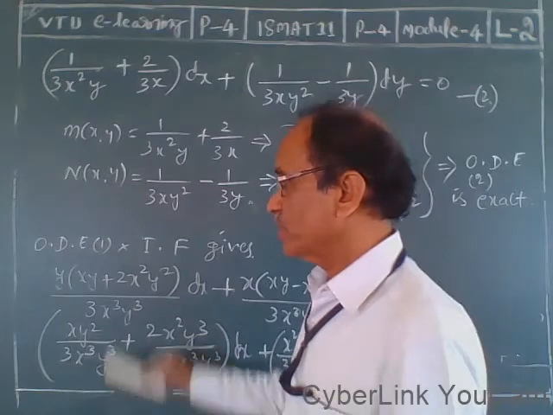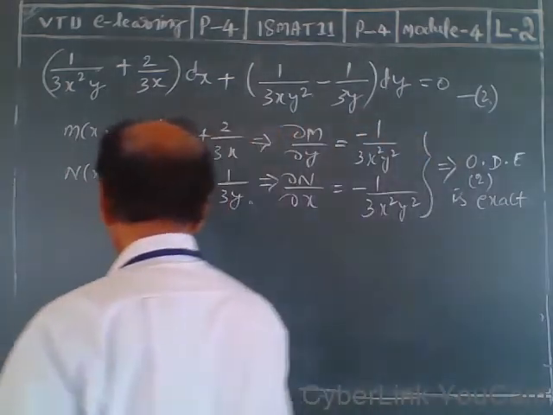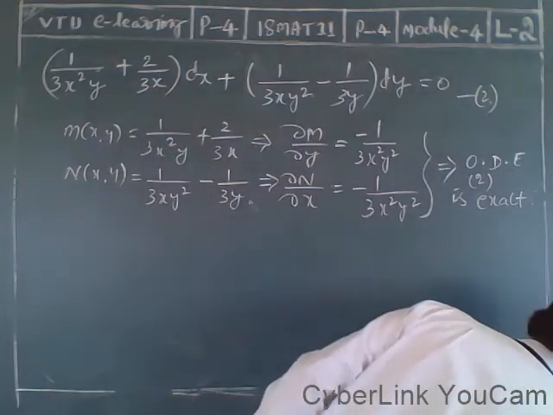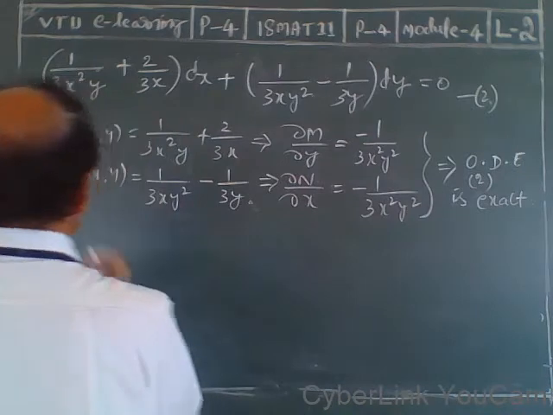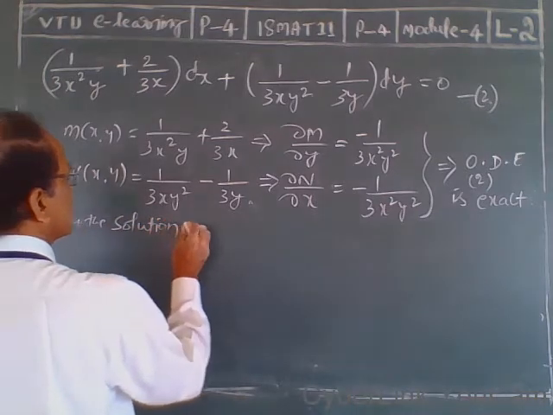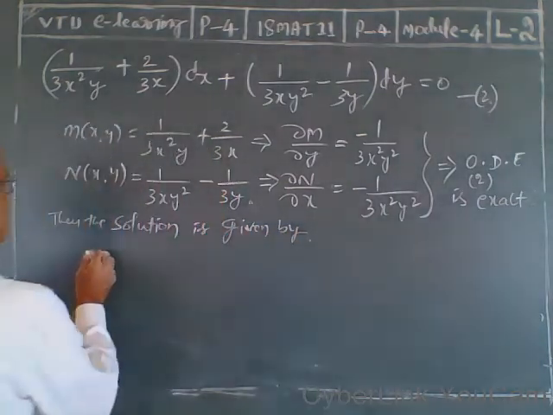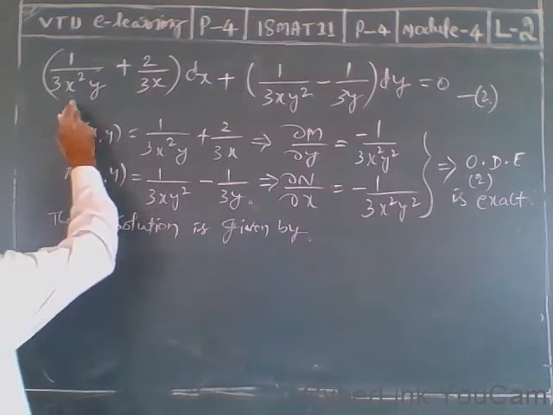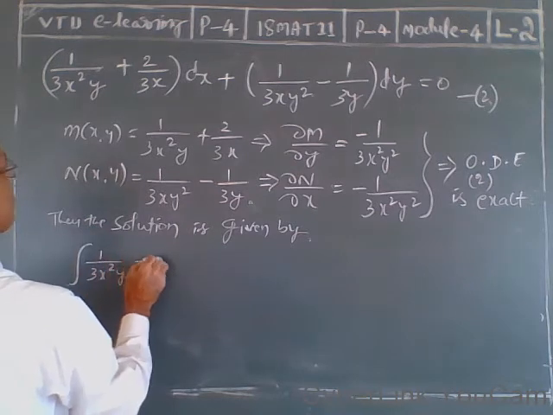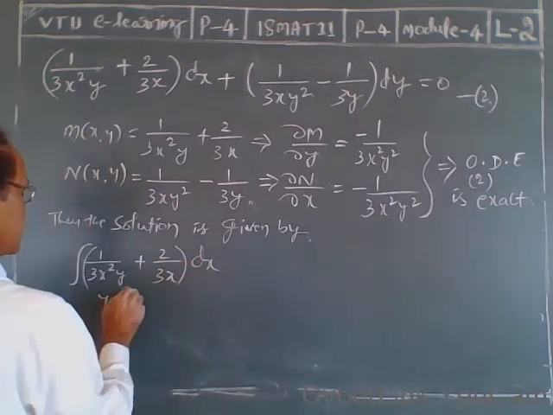Now what is the next step? You have to write the solution for this differential equation. What is the solution? Now you are going to choose the solution. Step is, then the solution is given by integration, that is, as it is you have to write 1 divided by 3 times x square y plus 2 divided by 3x, and it is dx. Here y is constant.